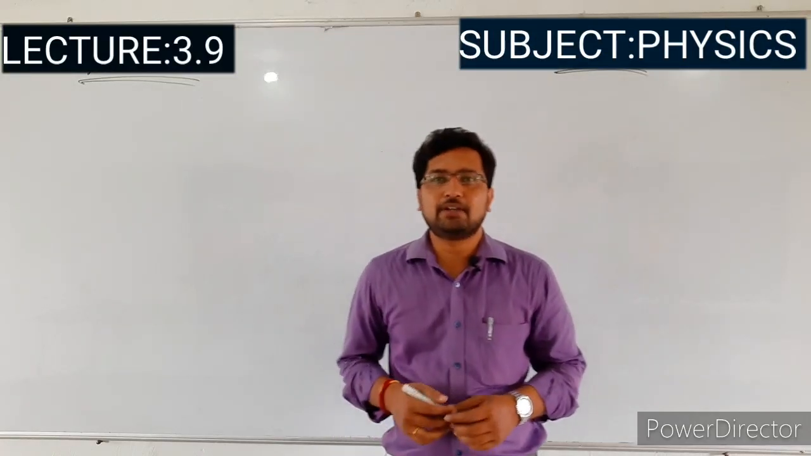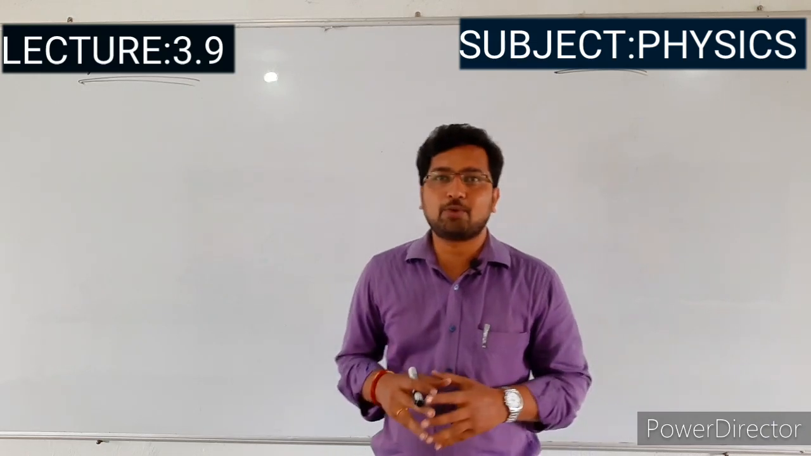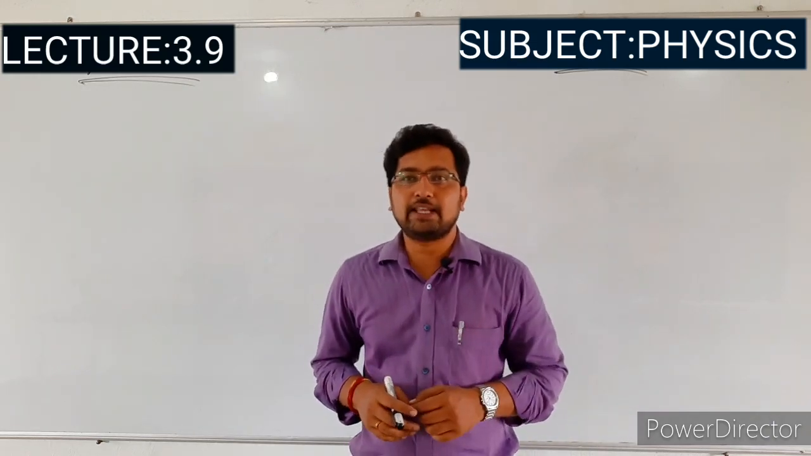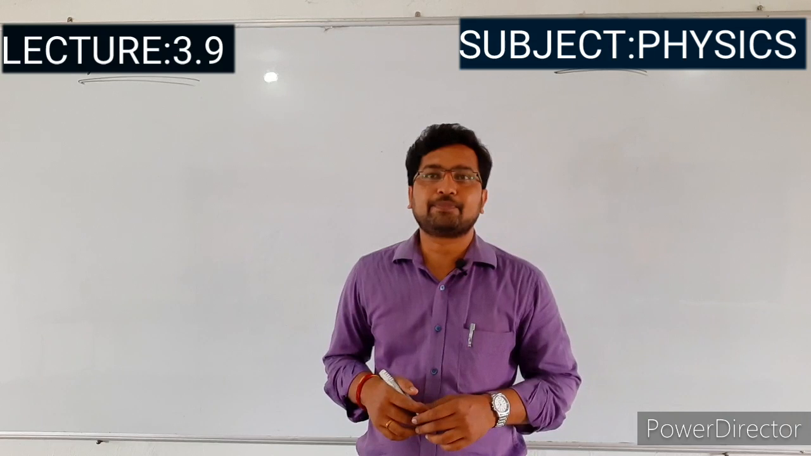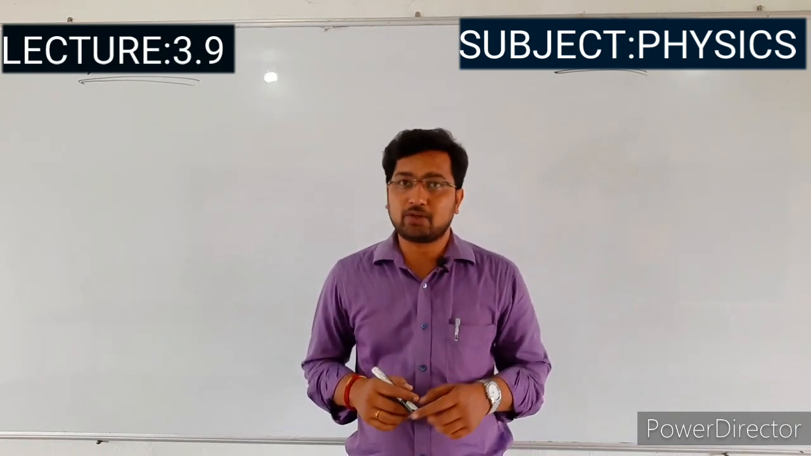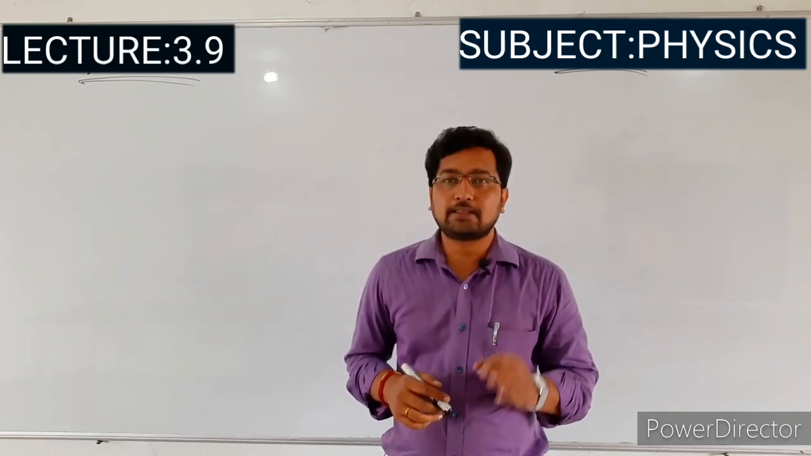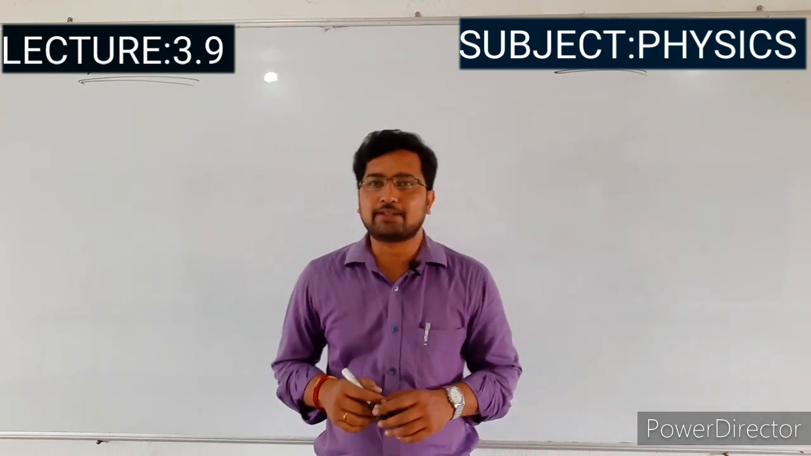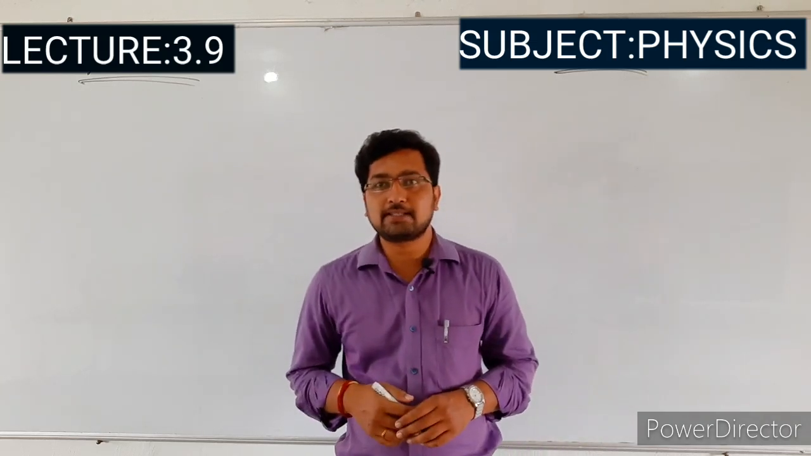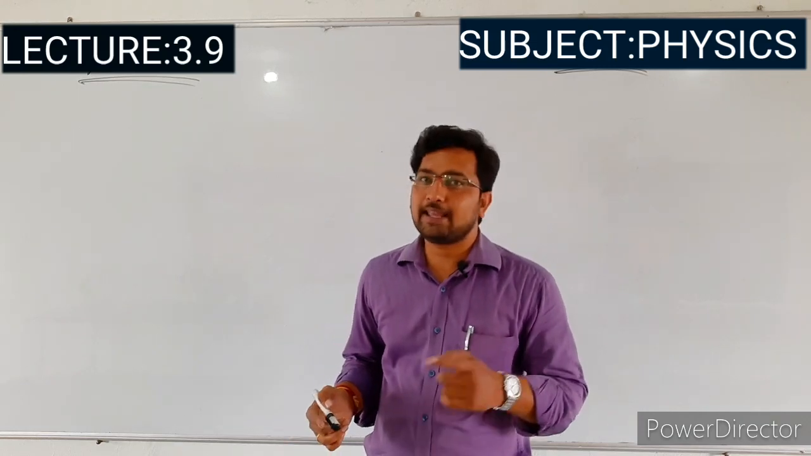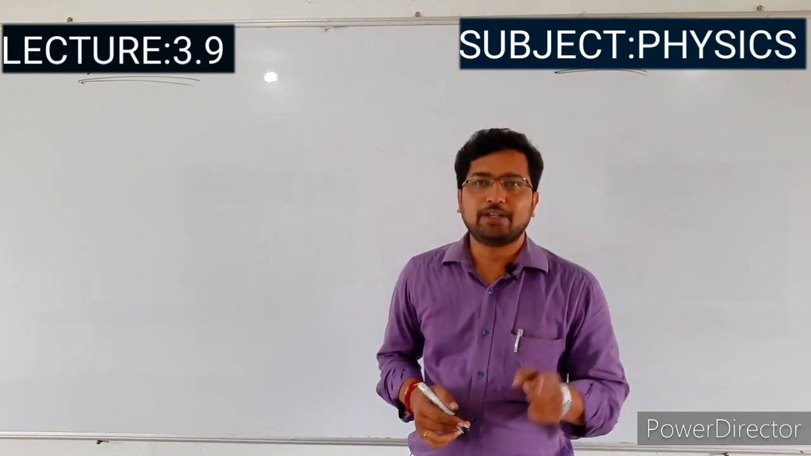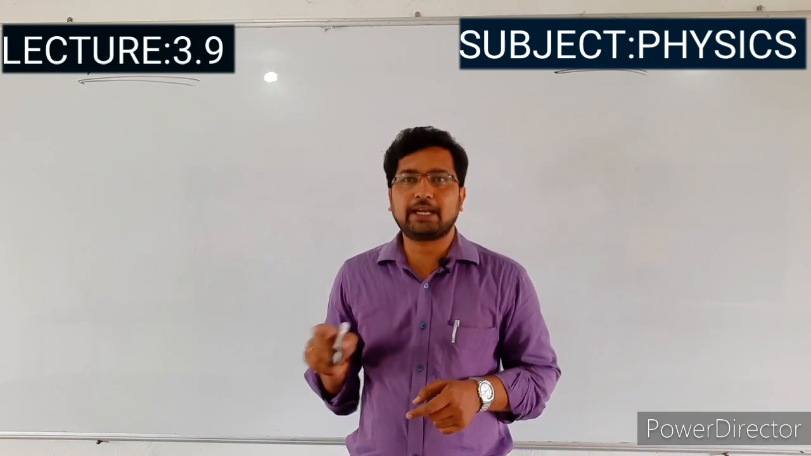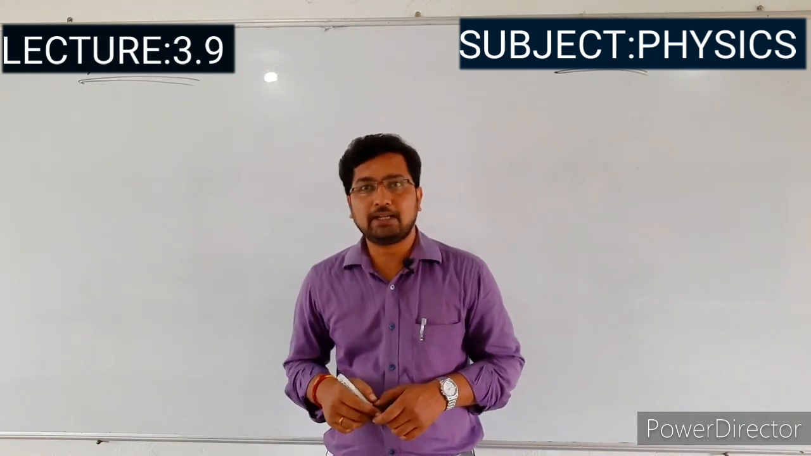In previous video already we have discussed equations of motions, right? The first one is v is equal to u plus at, and second one is s equal to ut plus half at square, and the third one is v square minus u square is equal to 2as, and the fourth one is the displacement of the particle in nth second, that is equal to u plus a by 2 bracket of 2n minus 1, right?